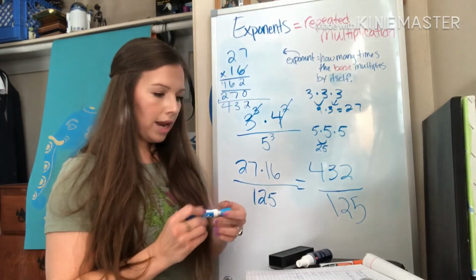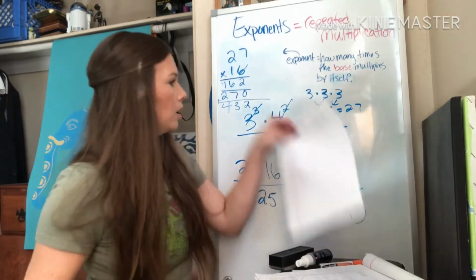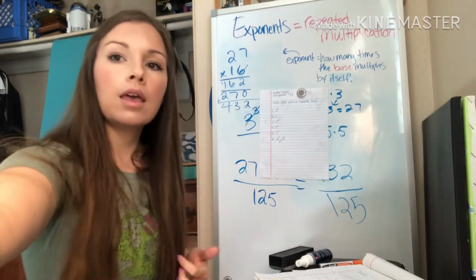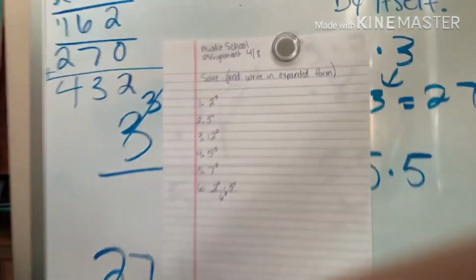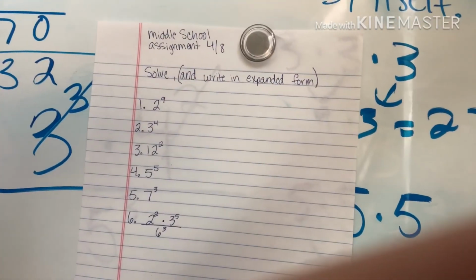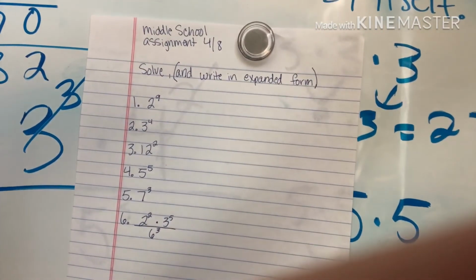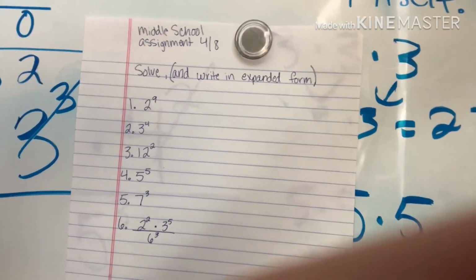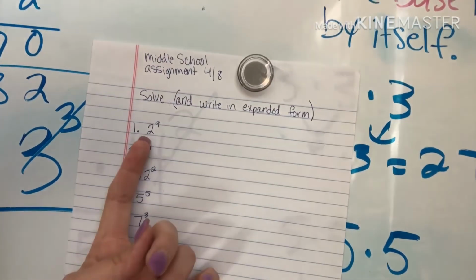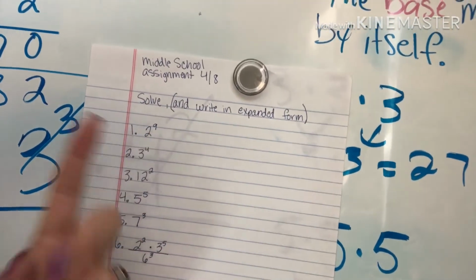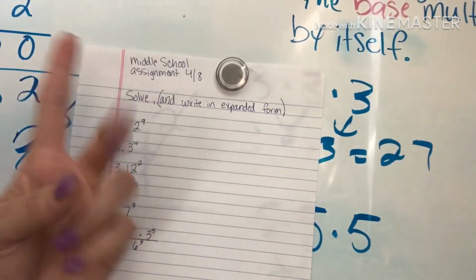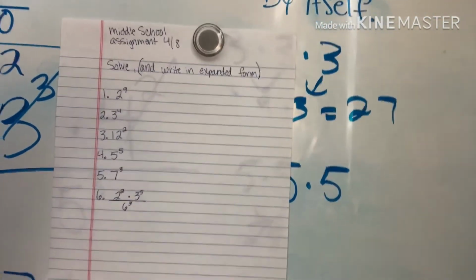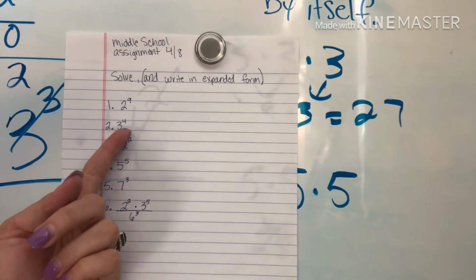Okay? So now I'm going to put your assignment up here. We're going to zoom in so you can see it. And once I zoom in on it, there you go. Pause here, grab a pencil and a paper, write down your assignment, okay? So it says solve. Also in parentheses it says write in expanded form. So for the first one, you would write an equal sign, and then you'd write 2 times 2 times 2 times 2 times 2 times 2 times 2 times 2 times 2, 9 times because it's 2 to the 9th, and then equals. Okay? Number 2 is 3 to the 4th.